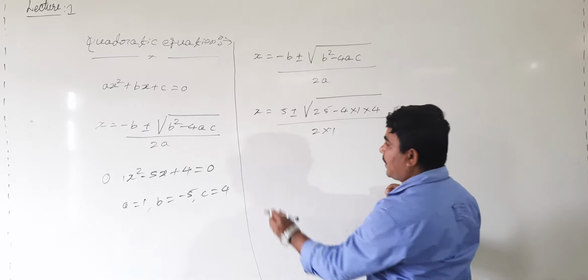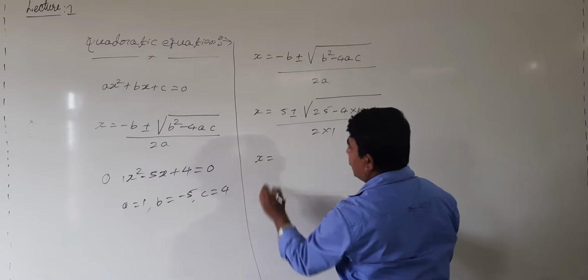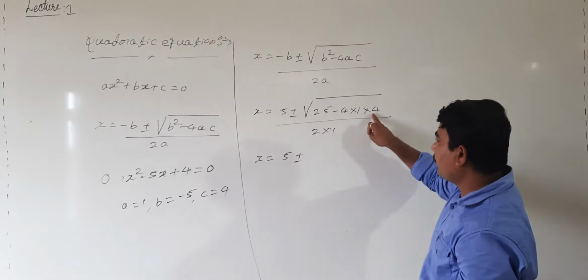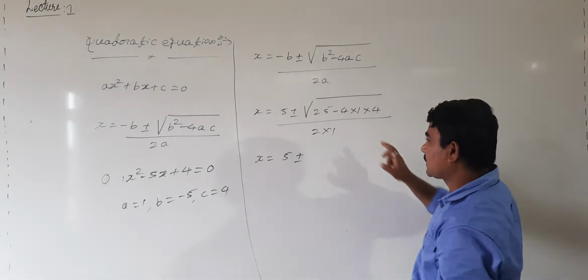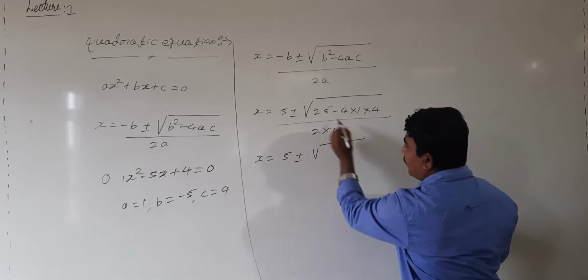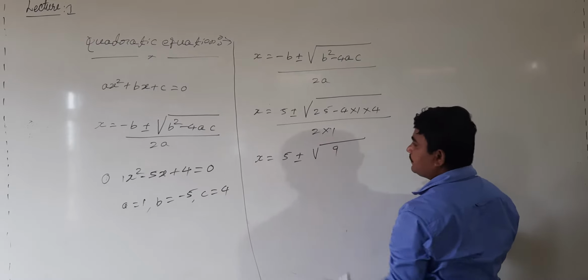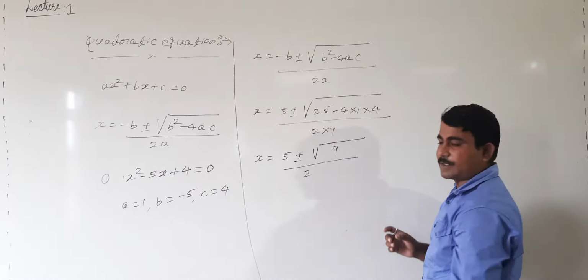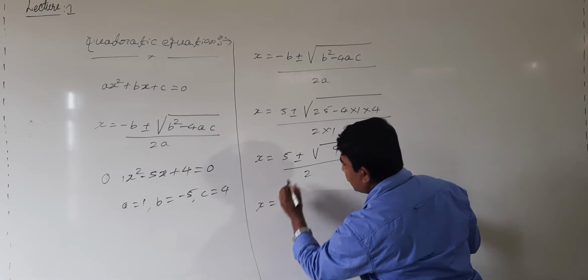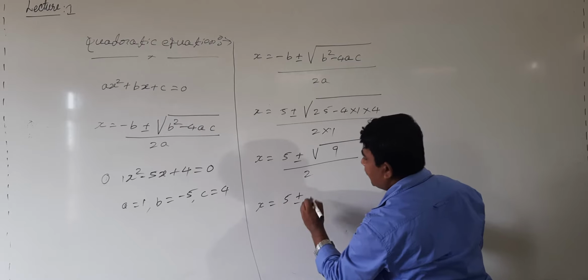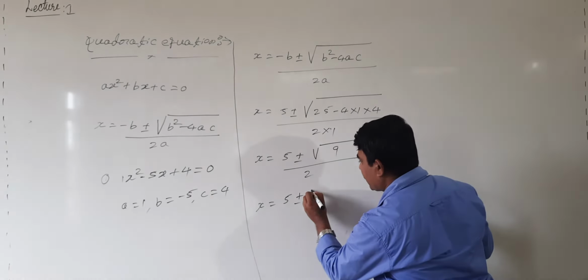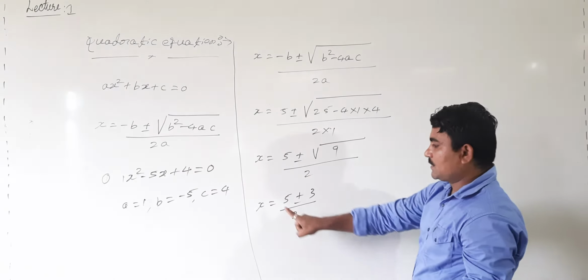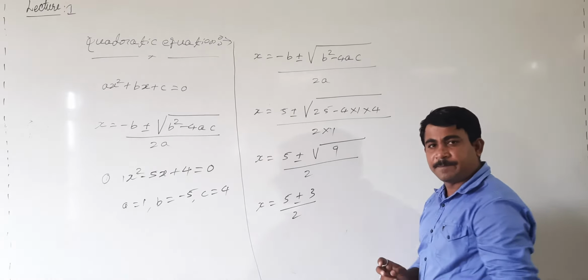Now let us find the value of x here. How to solve? x equal to 5 plus or minus, see here, 4 into 4 is 16. 25 minus 16, that is 9. Whole divided by 2, right? Again x equal to plus or minus under root of 9, that becomes 3, whole divided by 2. See here, plus or minus values are there.